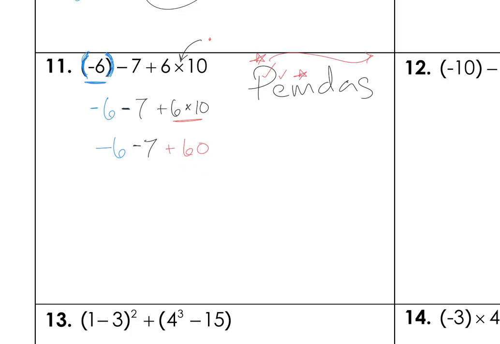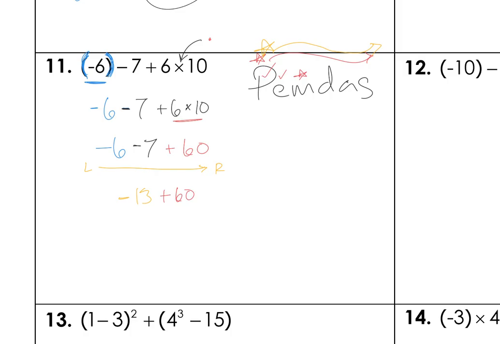So let's go back to what are we doing? We start technically here. We go this direction. And we're just going to go left to right. Left to right. Negative 6 minus 7 is negative 13 plus 60.